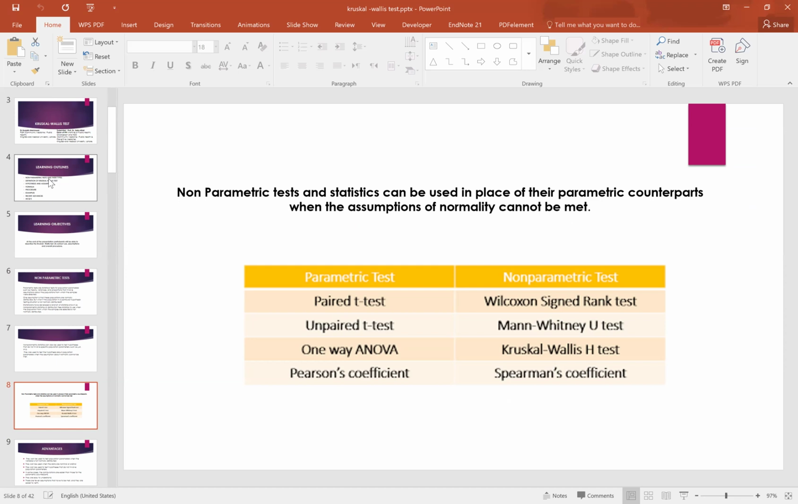For the unpaired t-test, the counterpart is the Mann-Whitney U-test, and for one-way ANOVA, the Kruskal-Wallis H-test, and for the Pearson coefficient, Spearman's coefficient.